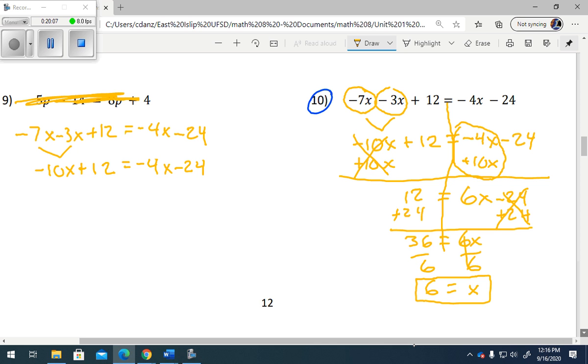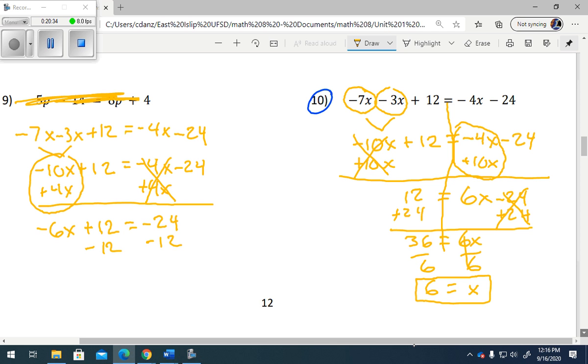Now, what if you made the choice of adding 4x instead? Then over here, negative 10x plus 4x is a negative 6x. Now what I have to do next, because of my choice that I made just a second ago, is to now subtract 12 from both sides. So it looks like I'm solving the equation differently than before, but I just wanted to prove to you that I will get the same answer.